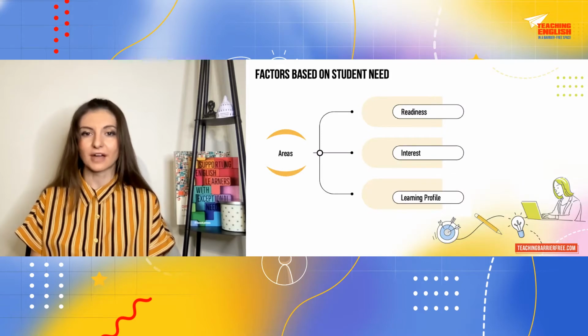These curriculum-related factors are based on students' needs in 3 areas: readiness, interest, and learning profile. By readiness, we mean students' preparation for learning specific information or skills. Interest is what appeals to students and thus motivates them to learn. Finally, learning profile is how students approach the task of learning.